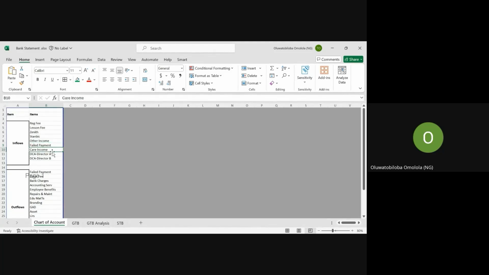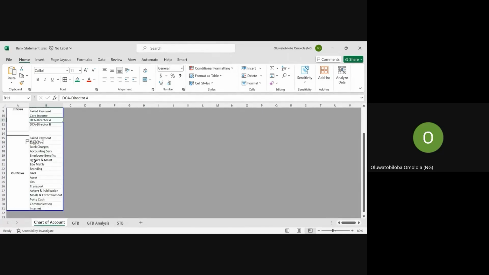Then we have another source of income that we call care income. Then directors' current account. Maybe the directors are taking money out of or sending money into the company. Different directors sending money into the company. So my inflows will mostly be around these for that bank, right?